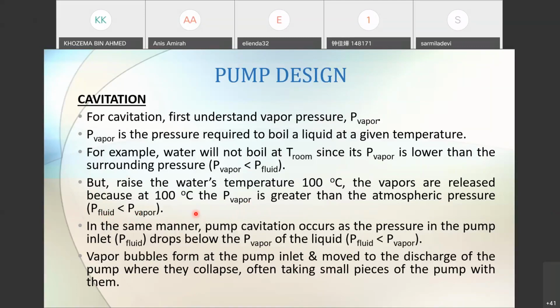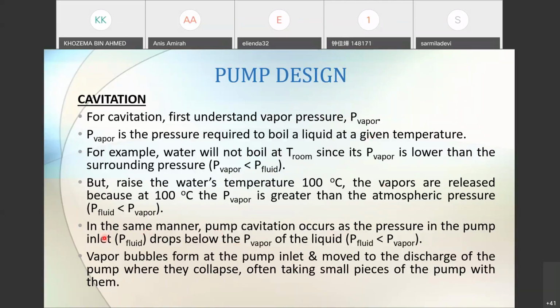So for example, now if pump cavitation occurs as the pressure in the pump inlet drops below the... sorry, your mic, someone's mic is on, whose mic is on?